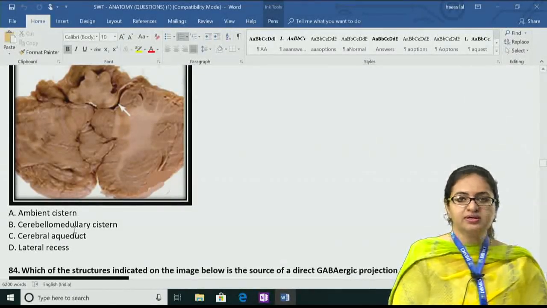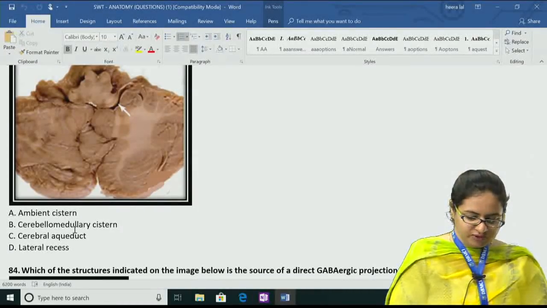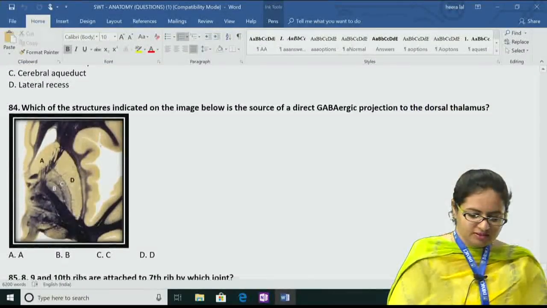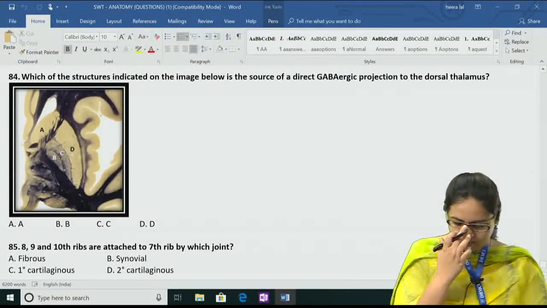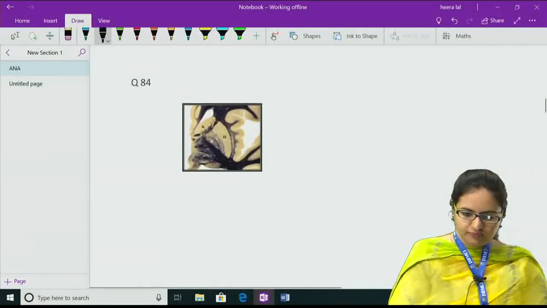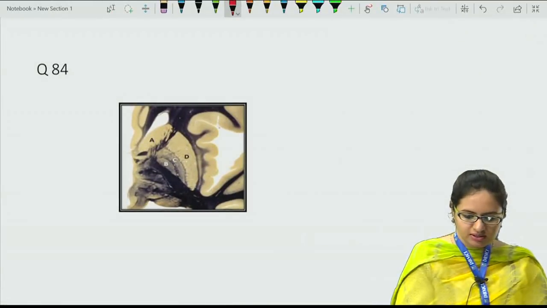And the cerebral aqueduct is the cavity which is present within the midbrain section. So that will be seen in the midbrain and not over here at the section of the pons. So the answer is D, the lateral recess. Now the next question, question number 84.